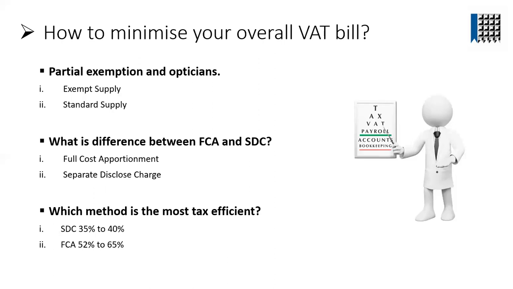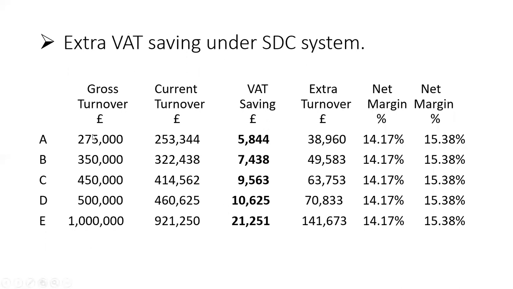Let me share some numbers with you on the next slide. On this slide, we have five different types of practices with different ranges of turnover. Let's say practice A. Let me just get the highlighter. All right. So practice A, this column, the current turnover represents the turnover of the practice for 12 months. Practice A is currently making a turnover of £253,000. And currently practice A is using the FCA method, which is the apportionment method.